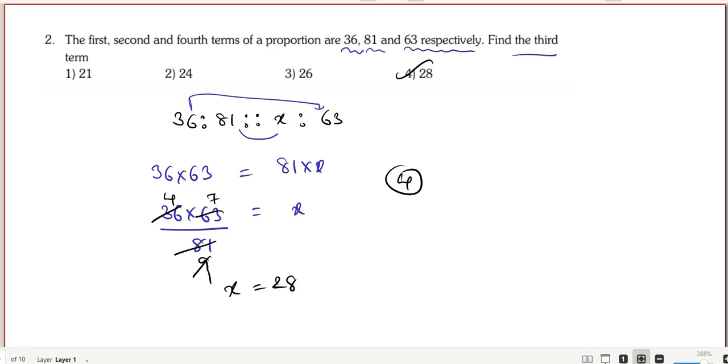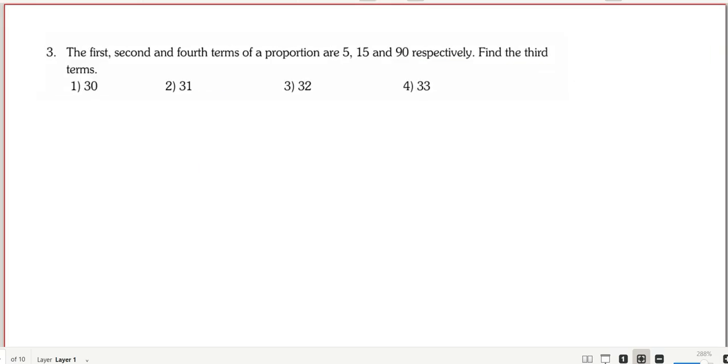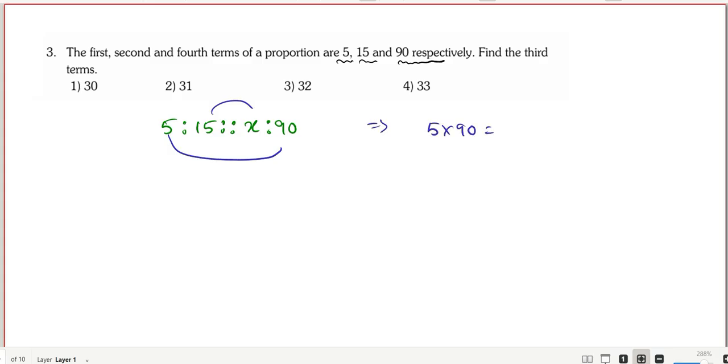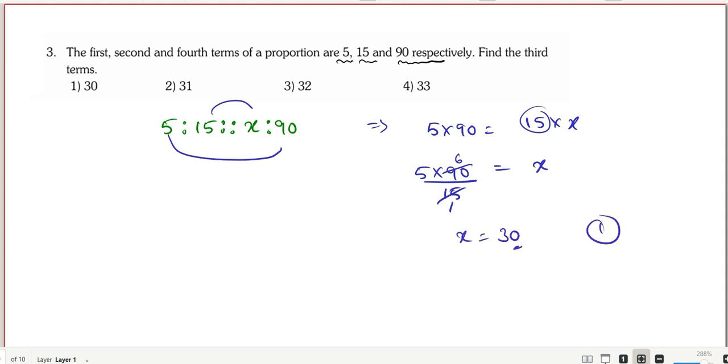Now let us go ahead with the third question. The first, second, and fourth terms of a proportion are 5, 15, and 90 respectively. Find the third term. The first term is 5 and the second term is 15. As we don't know the third term, I'm supposing it as x, and the fourth term is 90. Product of extremes is equal to product of means, so 5 into 90 is equal to 15 into x. To get the value of x, we transpose 15 to the other side. So 5 into 90 by 15: 15 ones are 15, 15 sixes are 90, so 5 sixes are 30. The value of x is 30. The first option is the correct one.